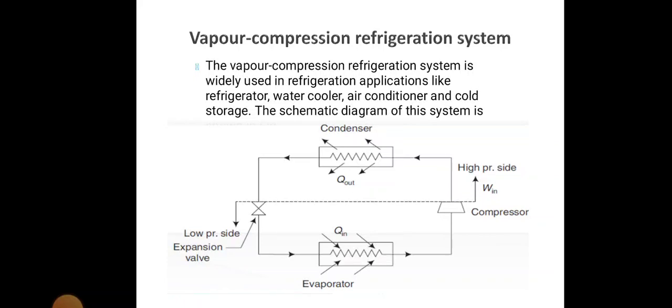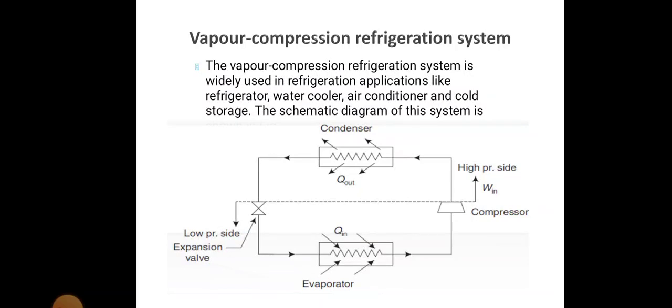It consists of the compressor, condenser, evaporator and expansion valve. These are the components of a vapor compression system. The reciprocating compressor compresses the incoming low pressure vapor refrigerant into high pressure vapor refrigerant. The function of the expansion valve, that is the capillary tube, is to reduce the pressure of the high pressure liquid refrigerant into low pressure liquid refrigerant.